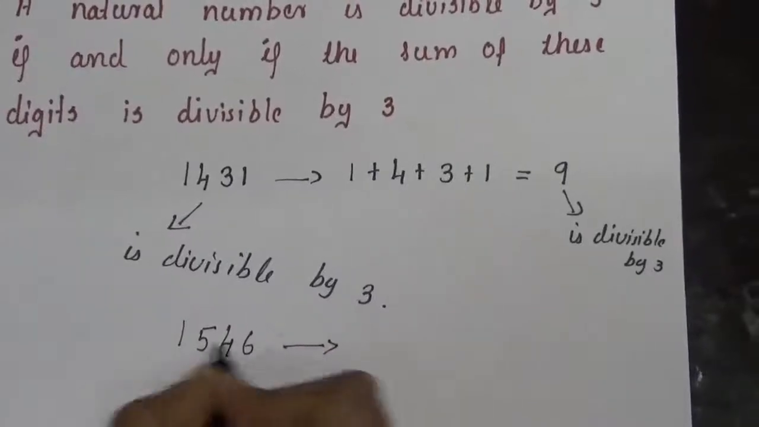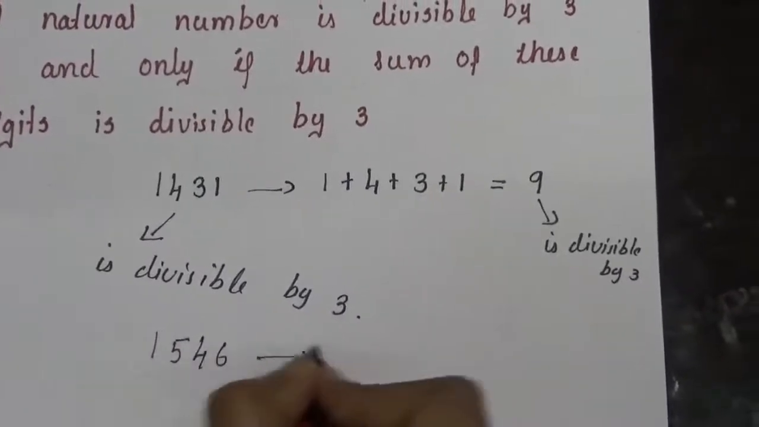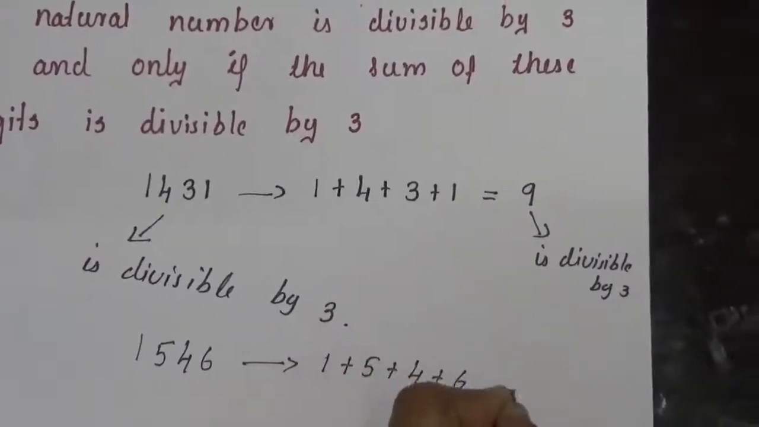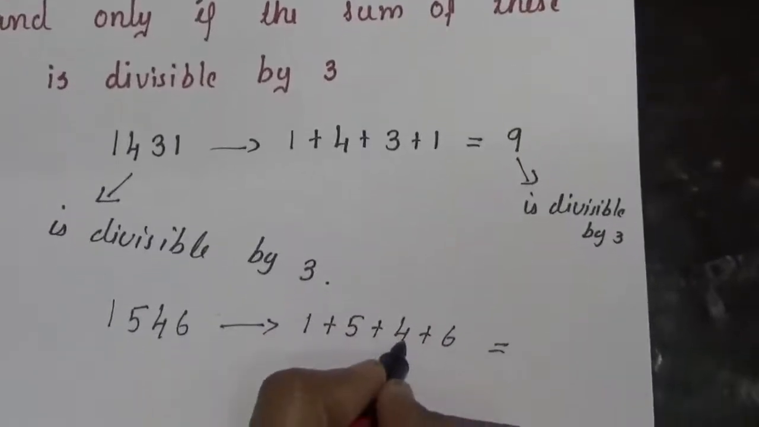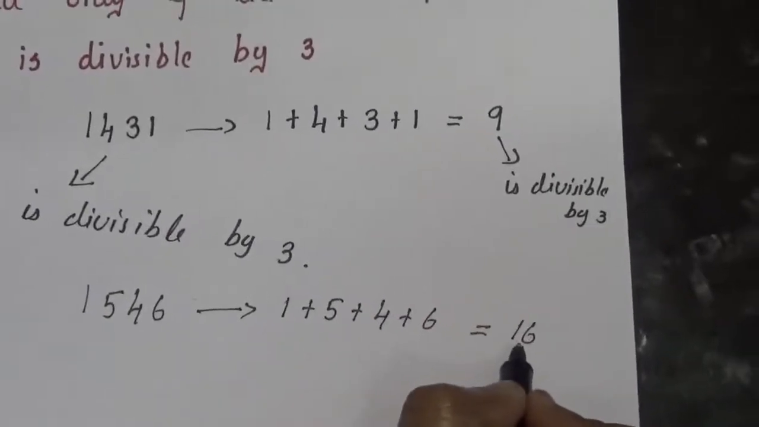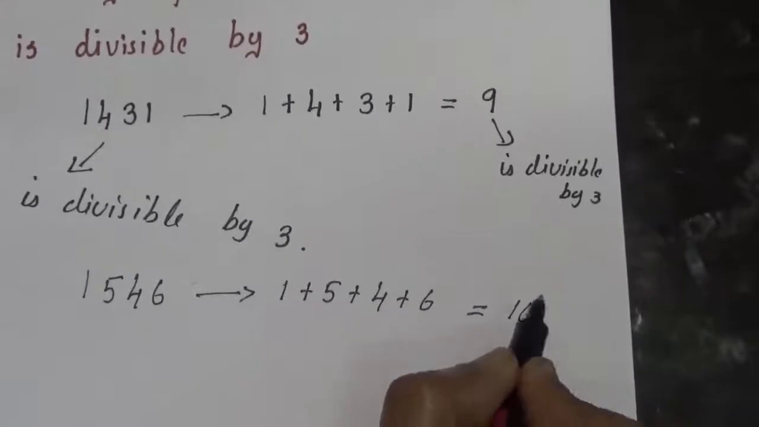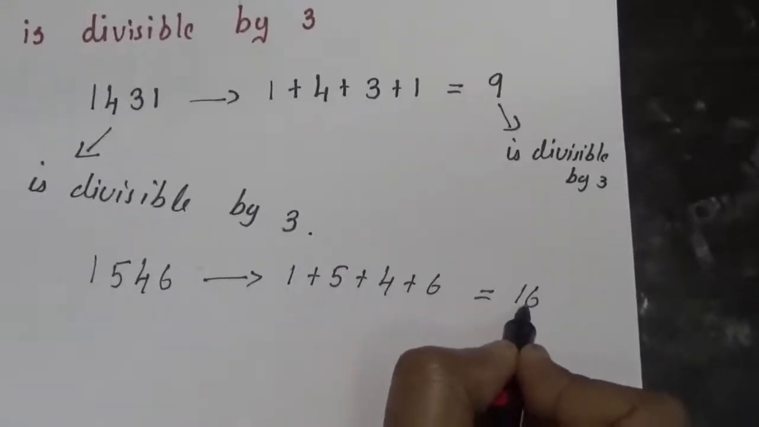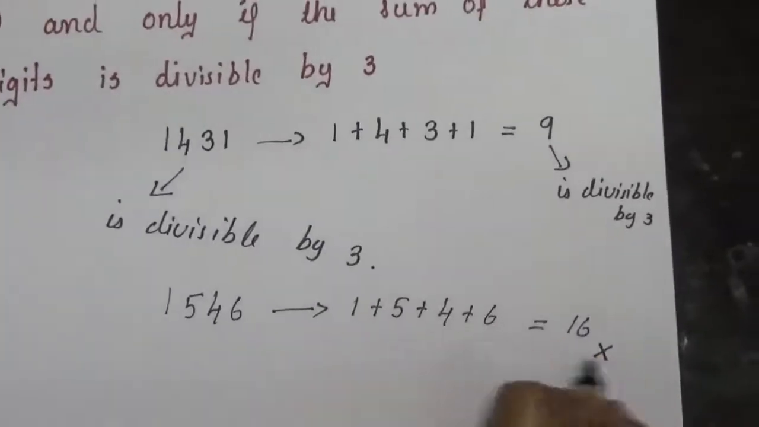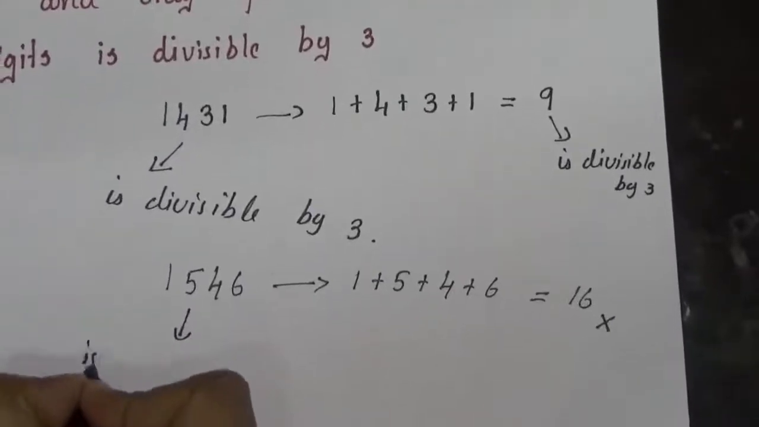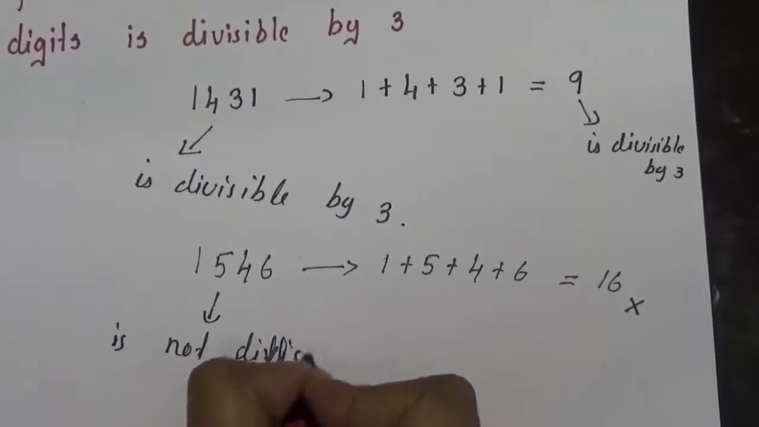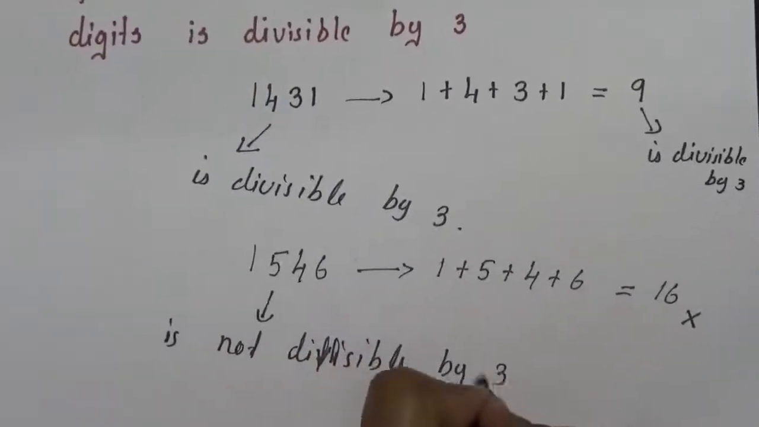For that, add the digits of this number, that is 1 plus 5 plus 4 plus 6. What do you get? 1 plus 5 is 6, 6 plus 4 is 10, 10 plus 6 is 16. So tell me whether this number is divisible by 3 or not. You have to check whether 16 is there in the multiplication table of 3. No, 16 is not a multiple of 3. So we can say that this number is not divisible by 3.